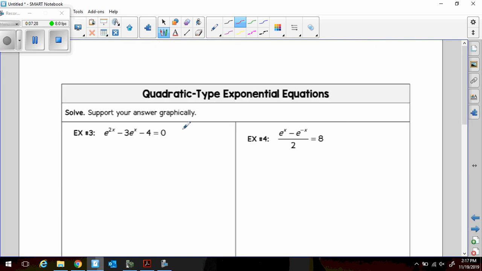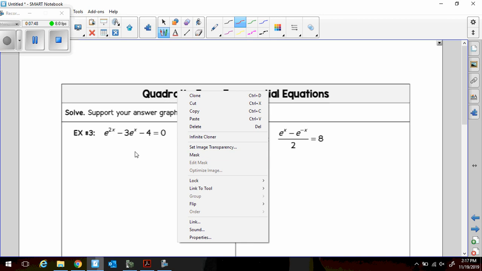Alrighty guys, let's try another one. You see this one is 2x and this one is x. This is actually just like a quadratic. If it's easier for you, pretend e to the 2x is x squared and this is negative 3x minus 4. You can go ahead and do that, and then maybe substitute it back in.